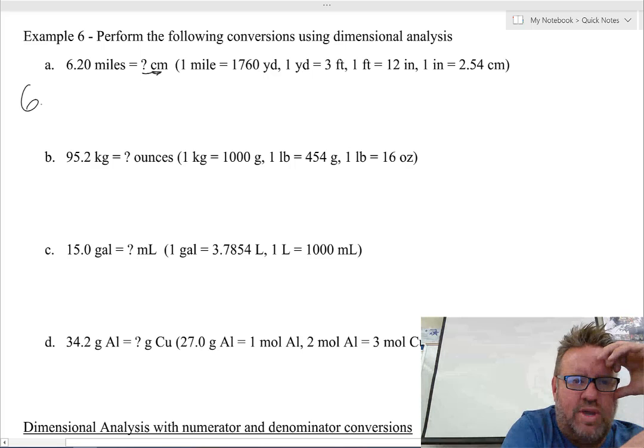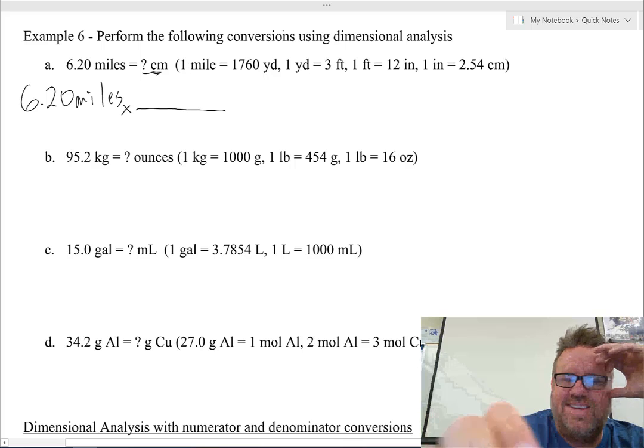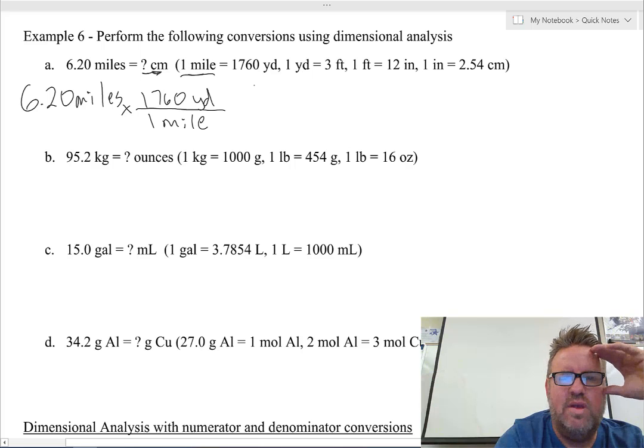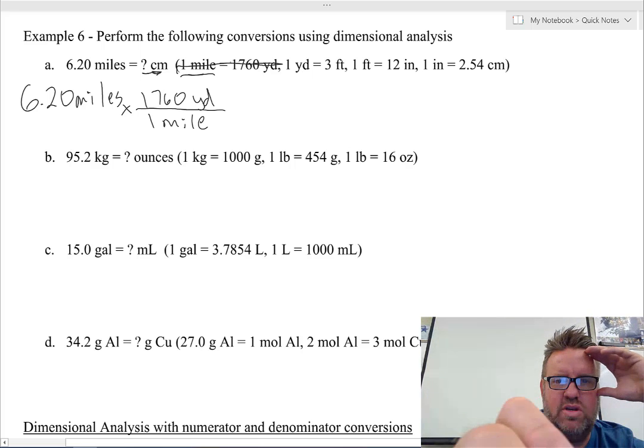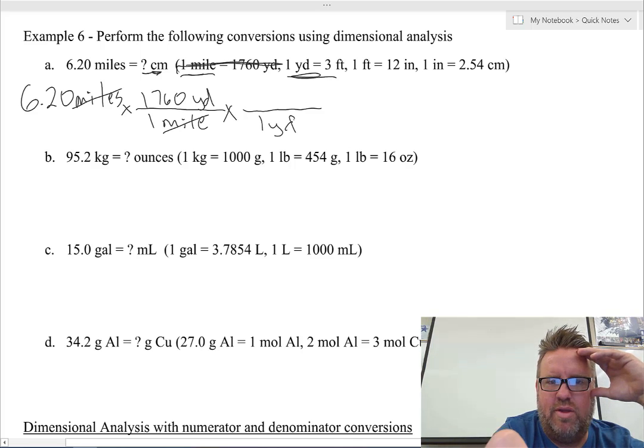6.20 miles. So again, always start with the information they give you, 6.20 miles. And then usually it's in order, but not always. So right away I see 1 mile, so I'm going to put 1 mile on the bottom equals 1,760 yards. Okay, and now I've used that conversion. And now I need to cancel, so miles have canceled. Now I've got yards. So here's my next conversion. 1 yard on the bottom equals 3 feet. So now my yards have canceled.